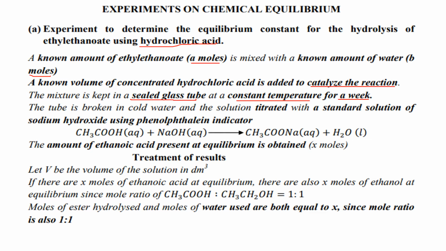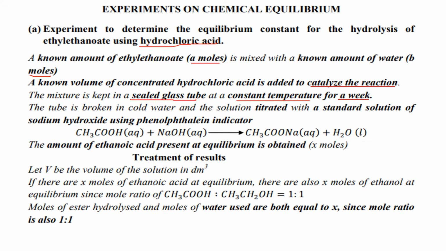So whenever you use a standard solution of sodium hydroxide as a titrant, the indicator you are always going to use is phenolphthalein indicator. Therefore, on hydrolysis, since sodium hydroxide is a base, it's going to react with an acid. And the only acid that's going to be present is the one we form after hydrolysis. So we want to see what quantity of ethanoic acid is formed at equilibrium. That's why we titrate with a standard solution of sodium hydroxide.